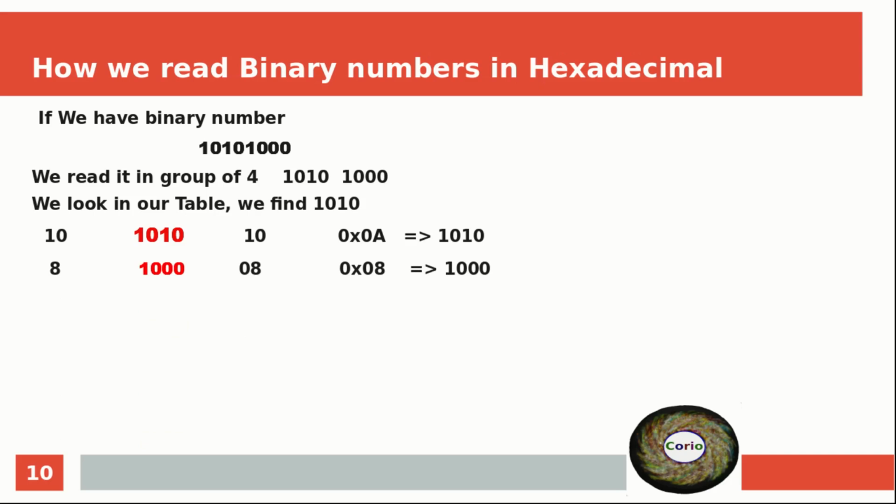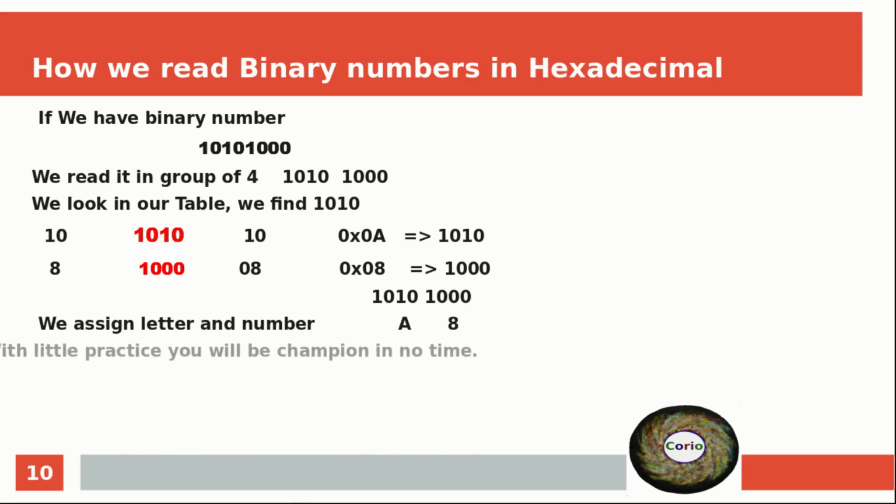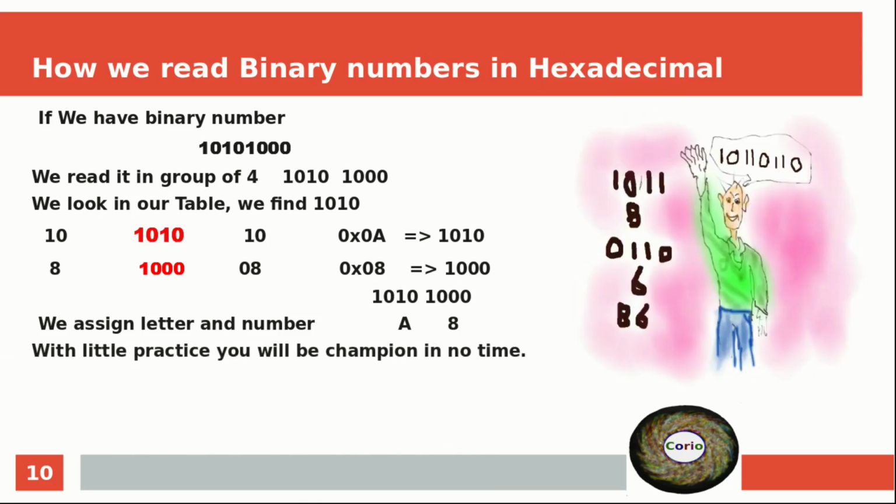First we assign letter and number. With little practice you will be champion in no time. See the champion in the picture worked out the hexadecimal number and binary number.